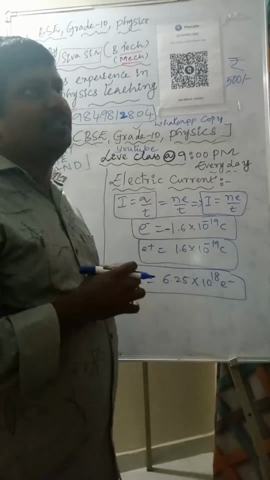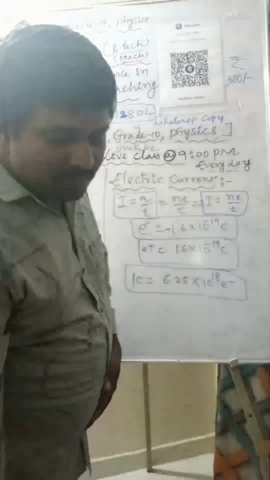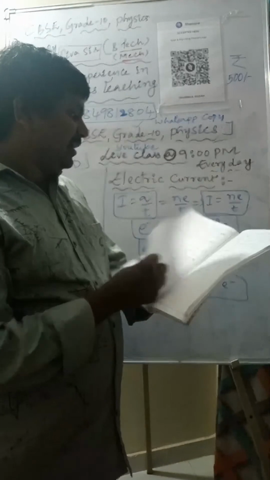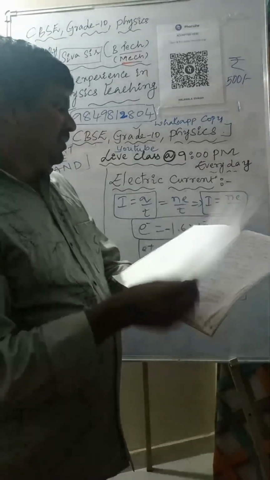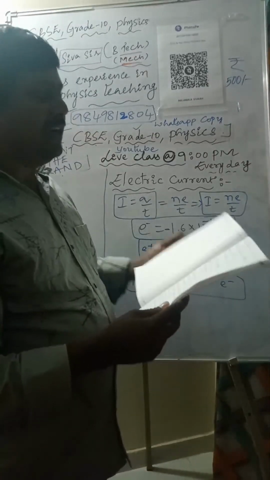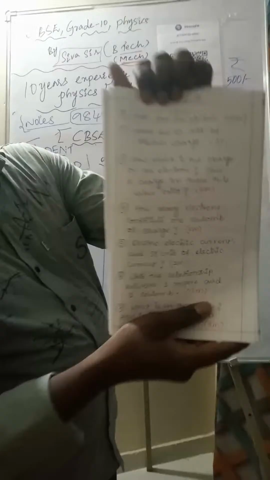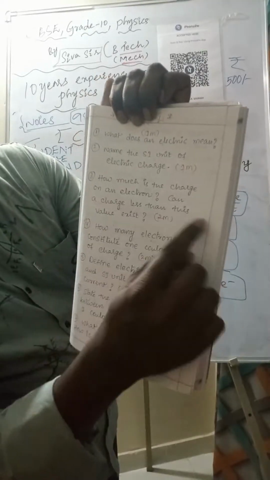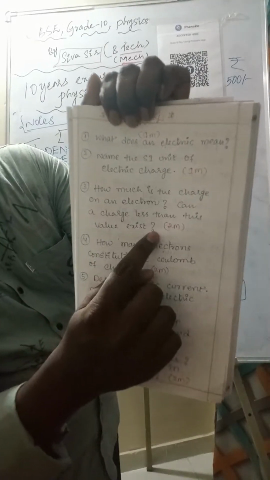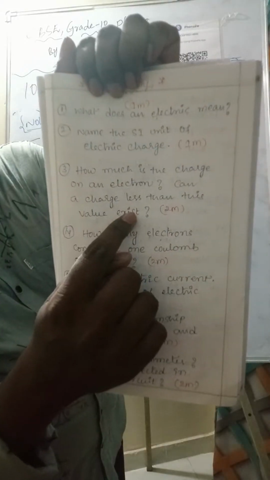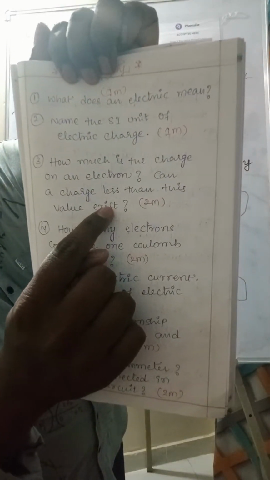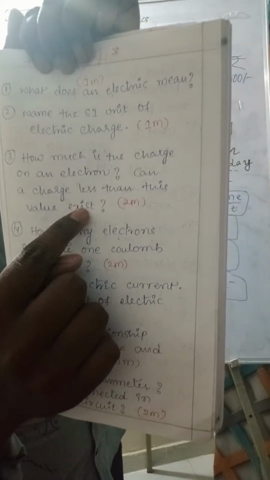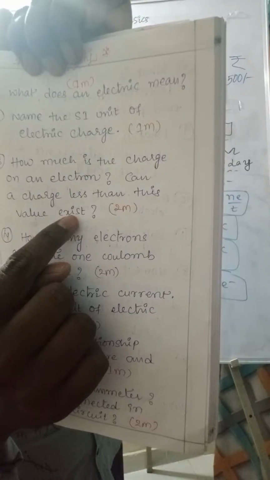So there is one question. I have written these questions also. How much is the charge of an electron? Can a charge less than this value exist? No. The charge of an electron is 1.6 into 10 power minus 19 coulomb.